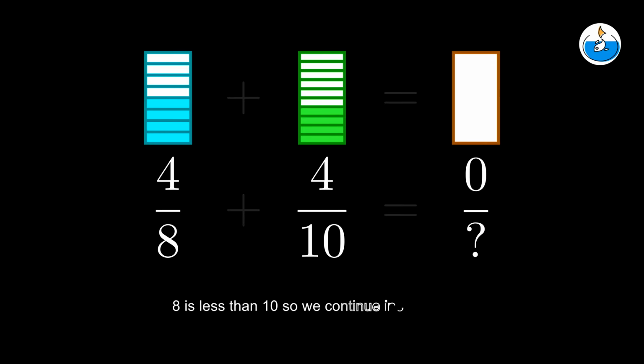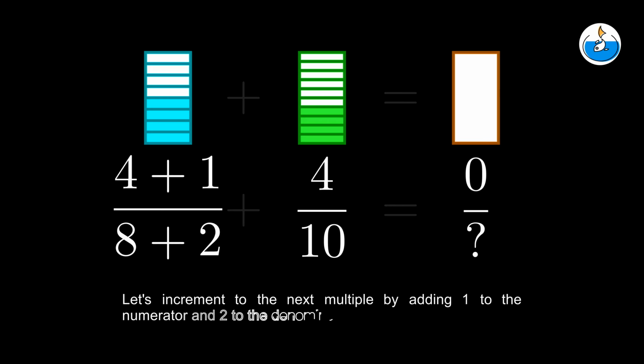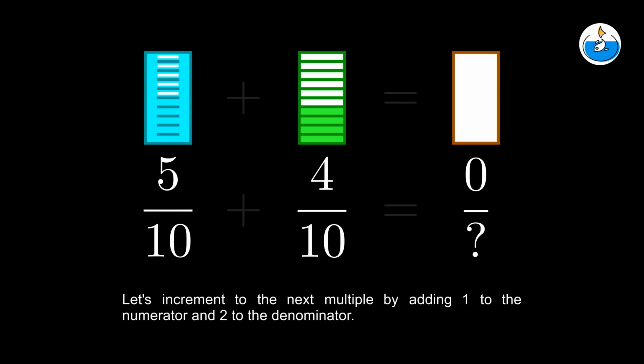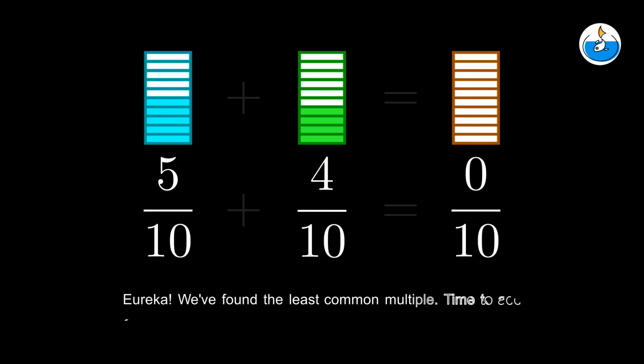8 is less than 10, so we continue incrementing. Let's increment to the next multiple by adding 1 to the numerator and 2 to the denominator. Eureka! We've found the least common multiple. Time to add those fractions.